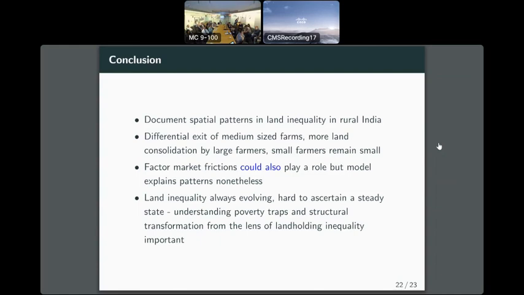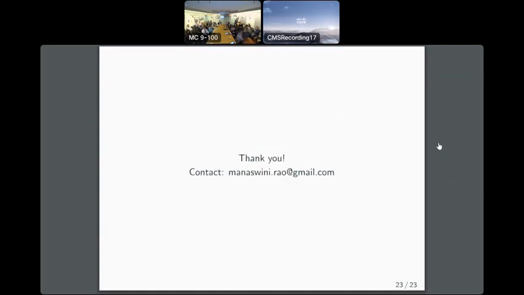Finally, land inequality is evolving. It's really hard to ascertain when there is a steady state. Like I said, even if you do a land redistribution, the life cycle changes keep happening. And so to understand poverty traps and lack of structural transformation, it's important for us to see what's happening with the distribution of land in rural areas, and how we can think about structural transformation by seeing what is preventing people from migrating. That's all I have. Thank you.